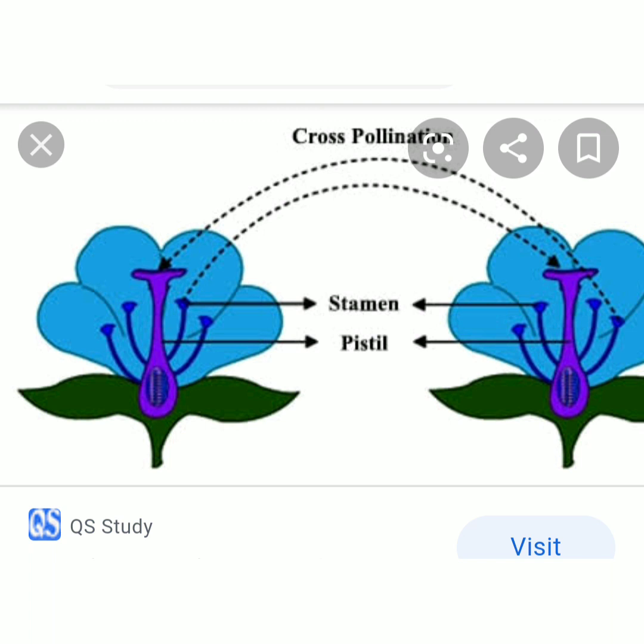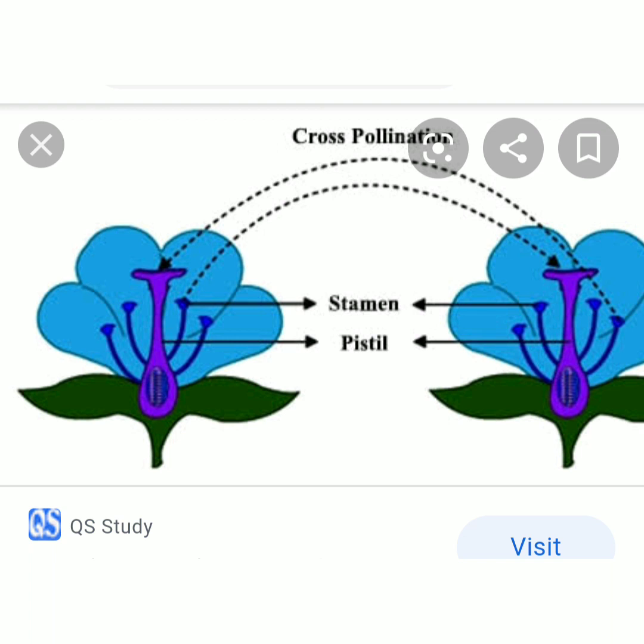And the second one is cross-pollination. In cross-pollination, pollen grains from a plant are transferred to the stigma of another plant of the same kind. So there are two plants and two flowers engaged in this type of pollination.